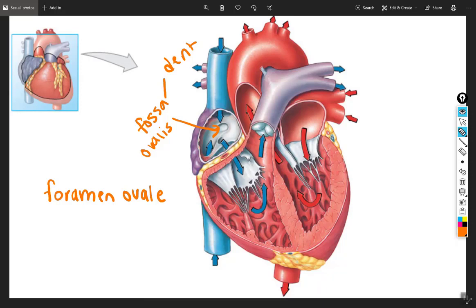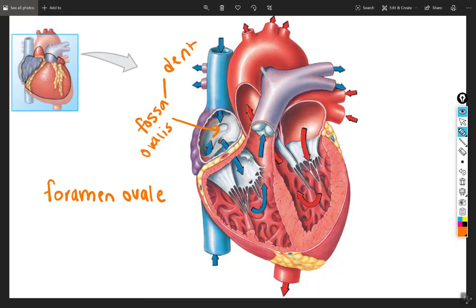This hole closes at birth when the fetus takes its first breath, or the neonate rather. It's called a neonate once it's out, newborn. And it closes due to pressure changes in the heart. So it turns out breathing and ventilating creates pressure changes in the thorax and pressure changes in the heart, which pull that little flap closed and then it seals over. So the fossa ovalis is a leftover of that.